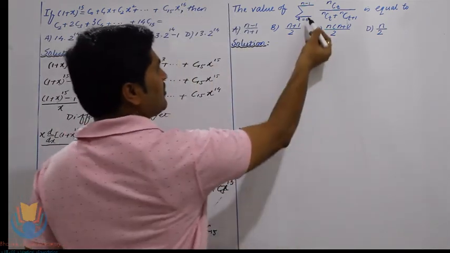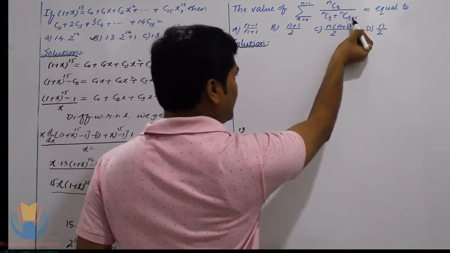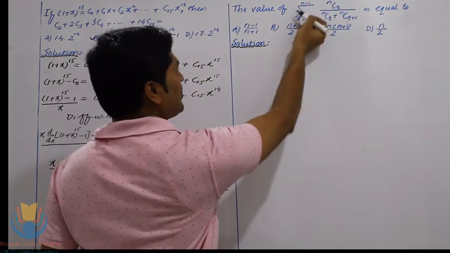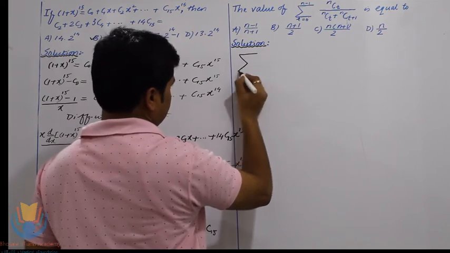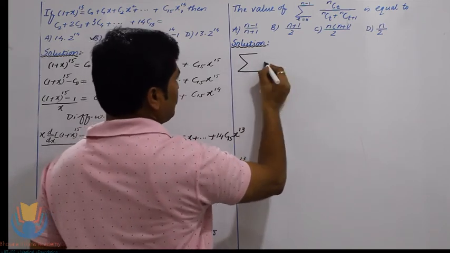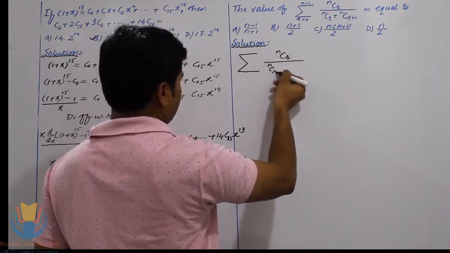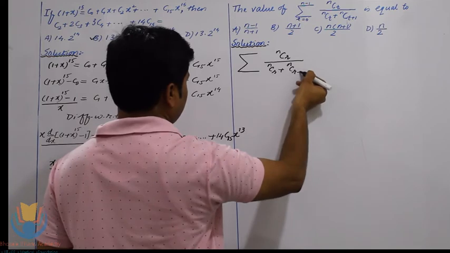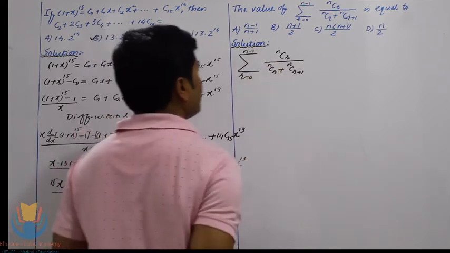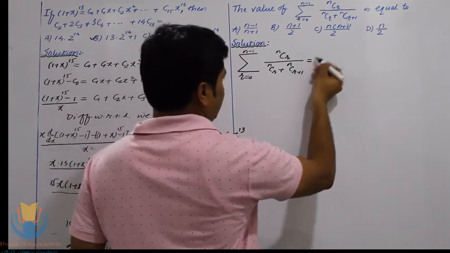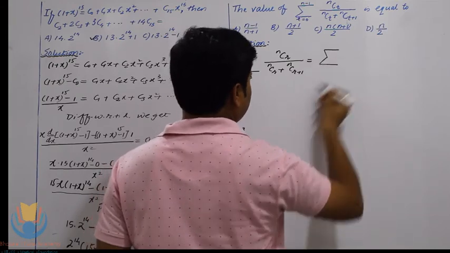Here we have to find the value of this summation nCr upon nCr plus nCr plus 1, where r is from 0 to n minus 1. So let's copy the same here. So this numerator is nCr, and the denominator is nCr plus nCr plus 1, where r is from 0 to n minus 1. So we will use the formula which we already have studied in regular 11th standard.